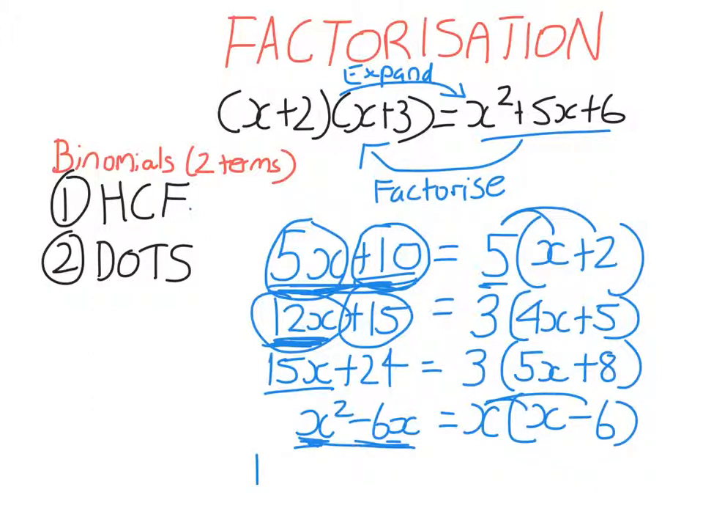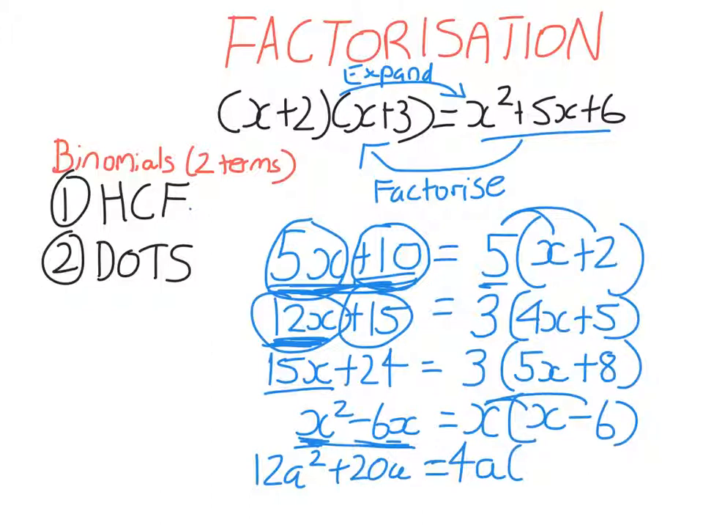Let's say I have something like 12a squared plus 20a. So this time, there's a common factor of a letter, a, but 12 and 20 also have a common factor. Again, the difference between them is 8, so the highest common factor has to be a factor of 8. So it's not 8, it's 4. So 4a is the highest common factor.